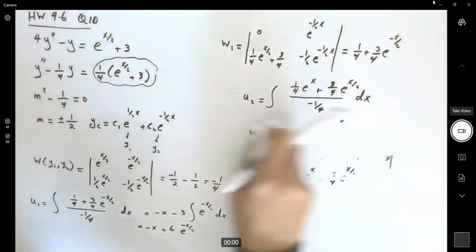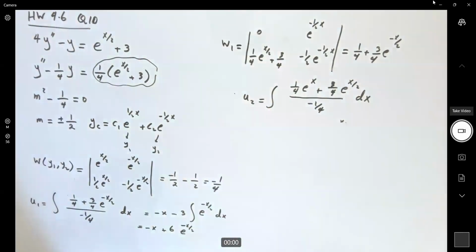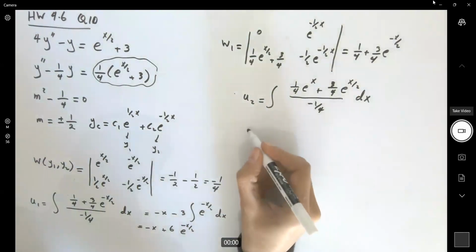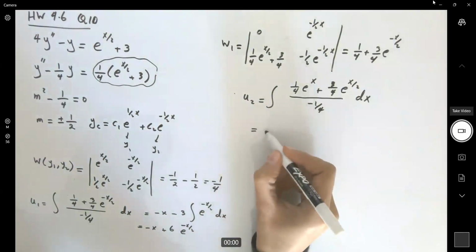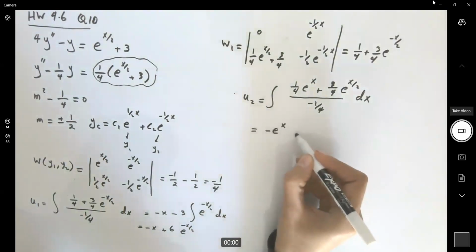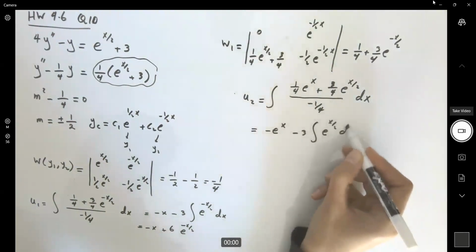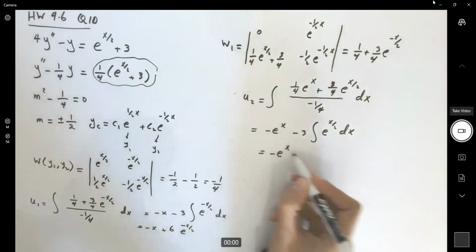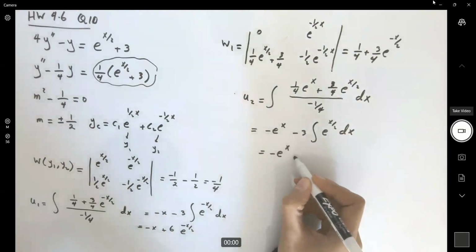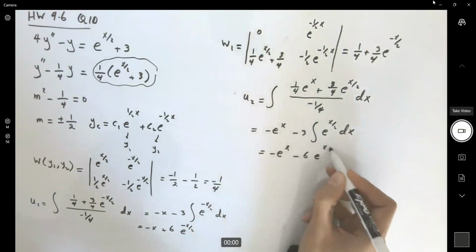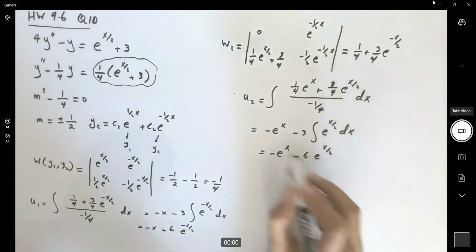Let us take this integral. Here you have negative e to the x, and here you have negative 3 times the integral of e to the power x over 2 dx, which gives negative e to the power x, and negative 6 e to the power x over 2. So this is our u2.